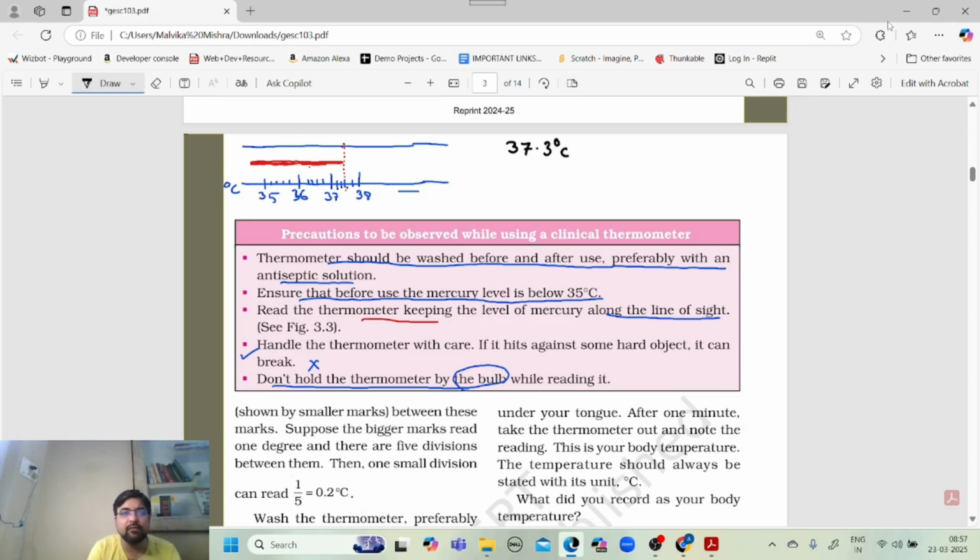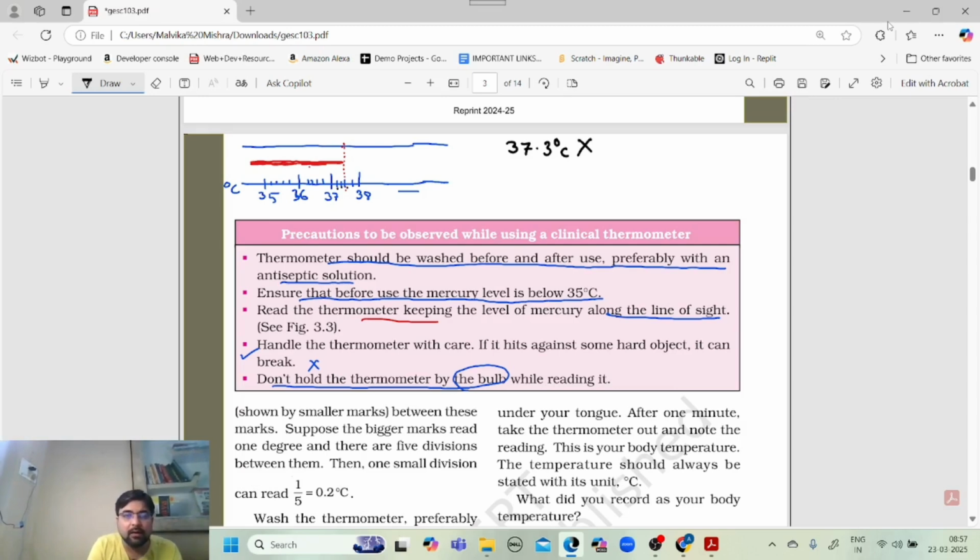Because on a scale, if this is the length of the line, you will write 37.3 centimeter or millimeter, whatever it is, right? But can we write it here like 37.3 degrees Celsius? No, this is wrong. This is not correct. So then what would be the correct measurement?